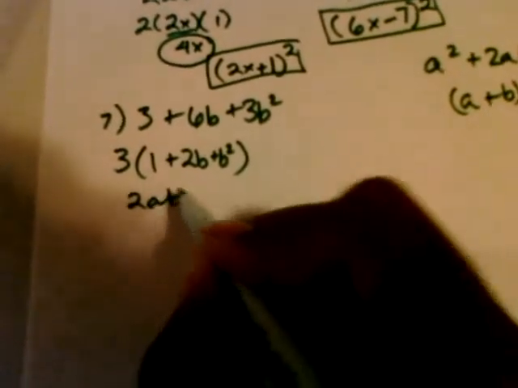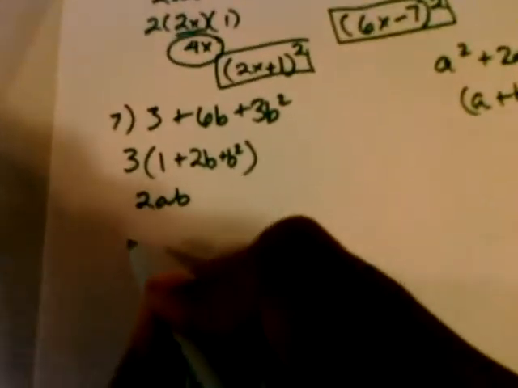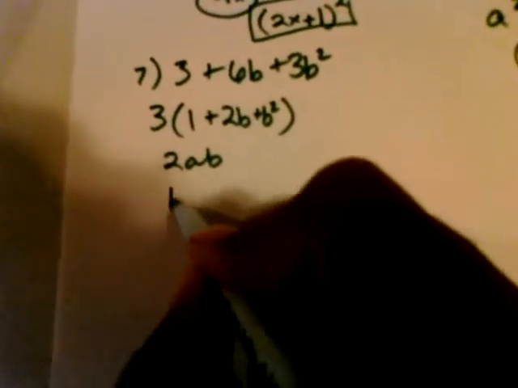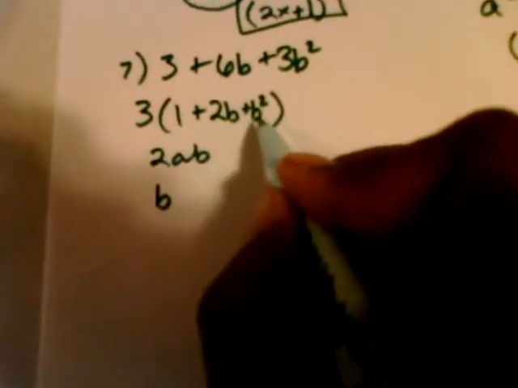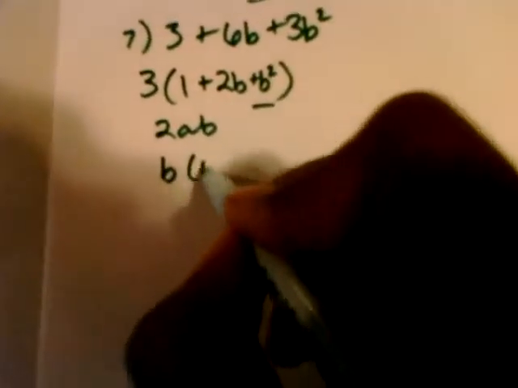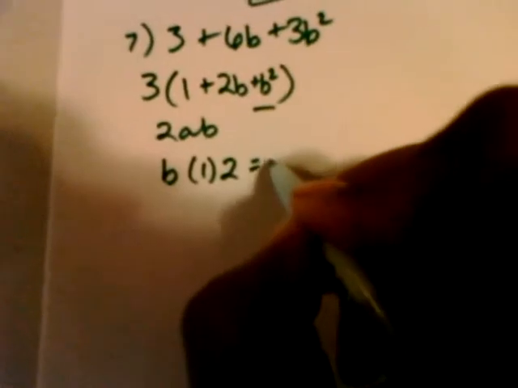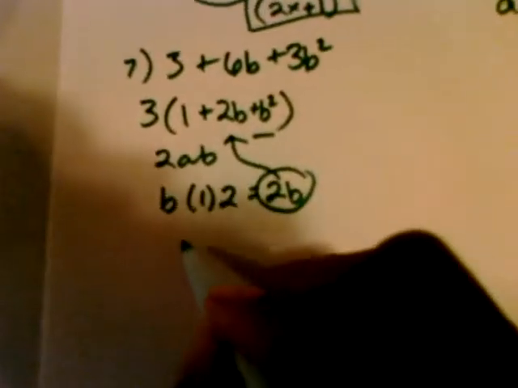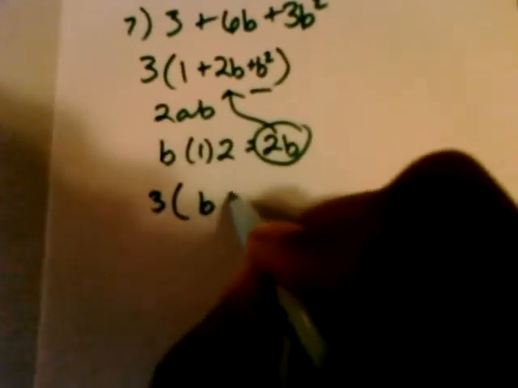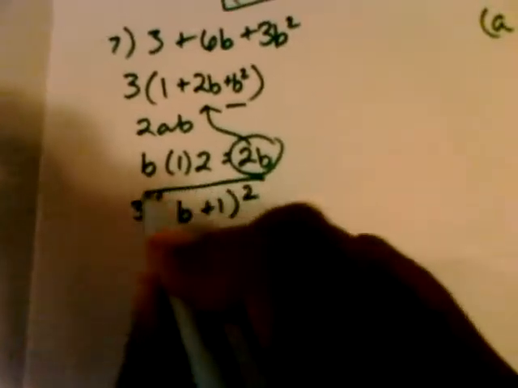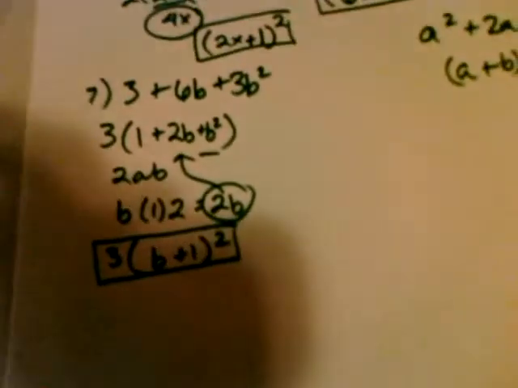2ab. A is b, and b is 1. And don't forget to multiply it times 2. And so your middle term should be 2b. It does equal 2b, so this is a perfect square. And so this can be rewritten as b plus 1 squared with a 3 on the outside. And then you're done. Do all those problems.